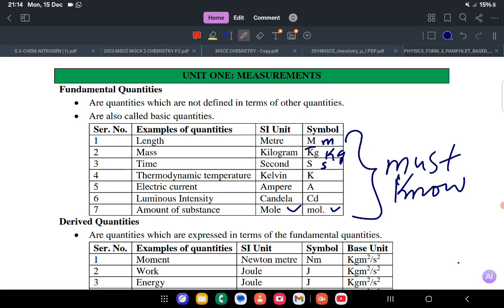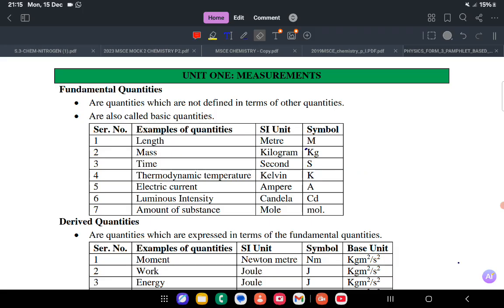Second is s. Kelvin is capital letter like that. Ampere is A like that. Candela is cd, small c, small d. The mole is like that. So you must know all of them. There are just 7 of them. So anything that we have not mentioned on this list, it means it's not a basic quantity.